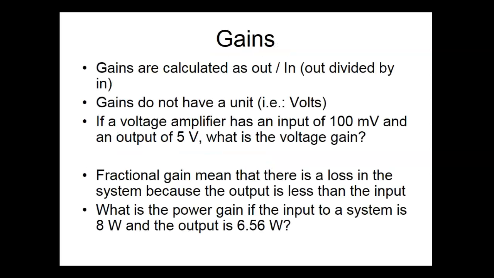So all gains are calculated as out over in, out divided by in. Gains do not have a unit, so that's like beta, so beta is the gain, right? Understand that. If a voltage amplifier has an input of 100 millivolts and an output of 5 volts, what's the gain? I'm waiting. So we're putting 100 millivolts in, we're getting 5 volts out, what's the voltage gain?